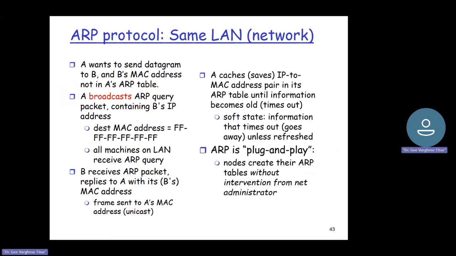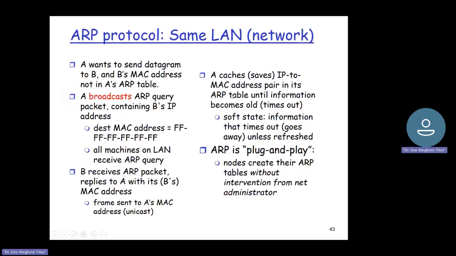How does it work? Now, A wants to send some datagram to B, and B's MAC address is not in A's ARP table. So what does it do? A broadcasts a query containing B's IP address. It sends the destination MAC as FFFF along with the IP address. Since you're broadcasting it, every node sees it, but only B will respond, because B knows that it is its IP address. B receives that frame and replies with its MAC address.